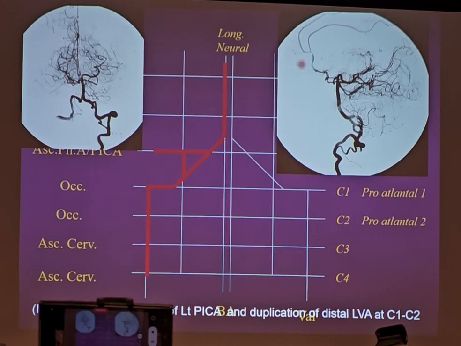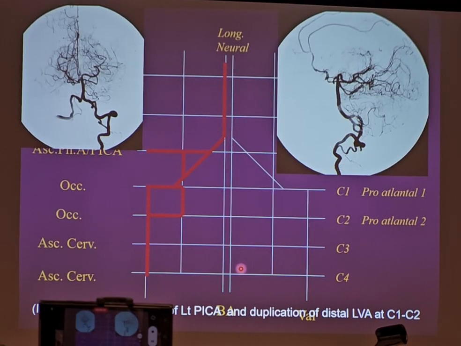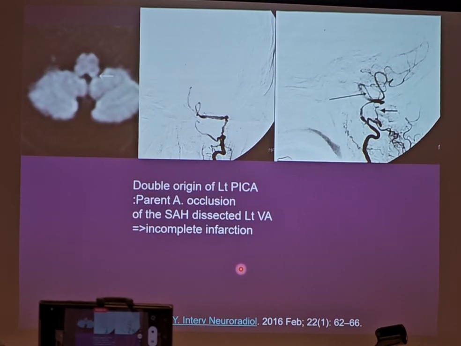And to explain this again, the double origin of PICA is just the persisting channel there, while the hole lower down, where you can see the duplication of the vertebral artery, is just the remnant of the channels as a flow persists, which is a variation. So again, we have this nice clinical example where you have one extra C2 level extradural origin of PICA, while you also have the regular PICA.